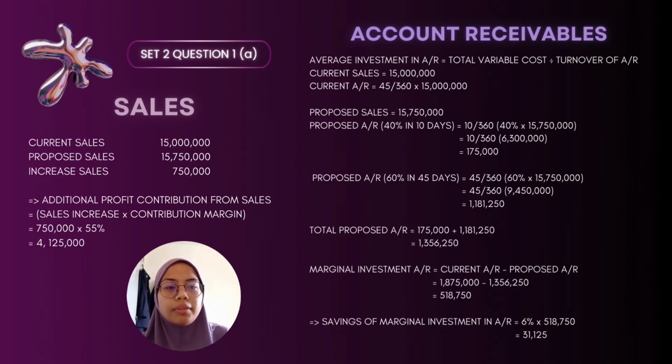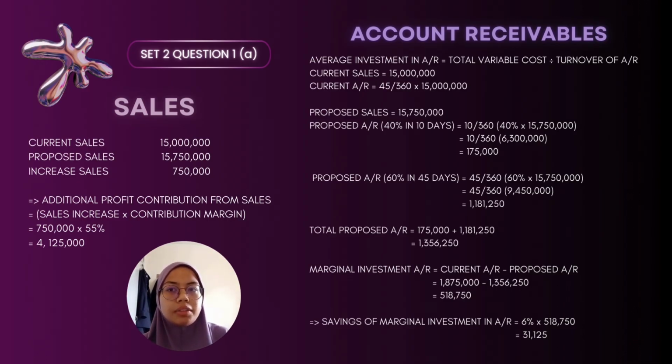So the proposed AR at 40% in 10 days is 10 over 360 times 40% times 15,750 ringgit. Another one is 60% in 45 days: 45 over 360, which is 60% times 15,750 ringgit. And the total proposed account receivable is 1,356,250 ringgit. So we need to calculate the marginal investment of account receivable.